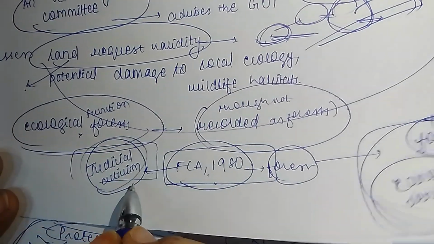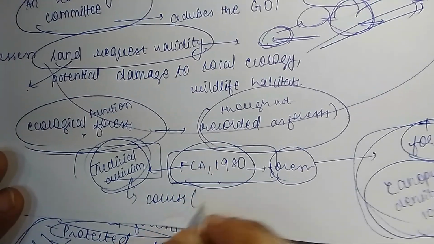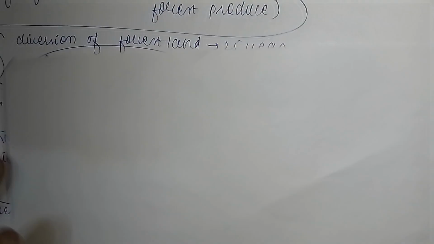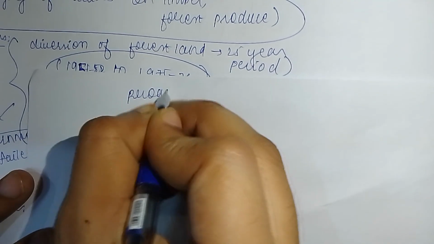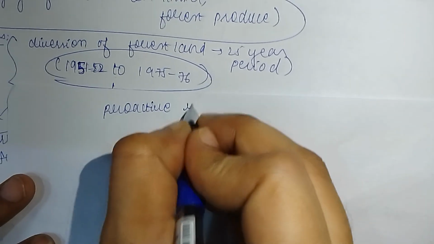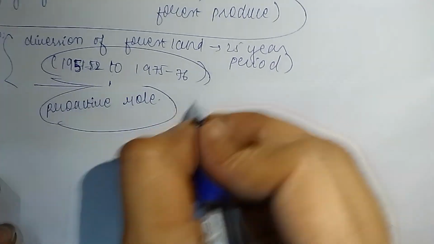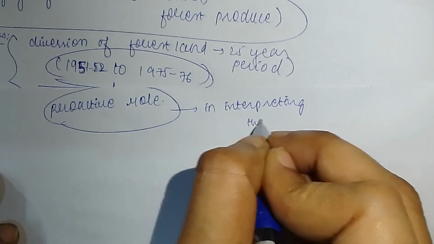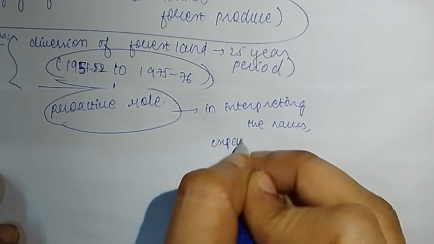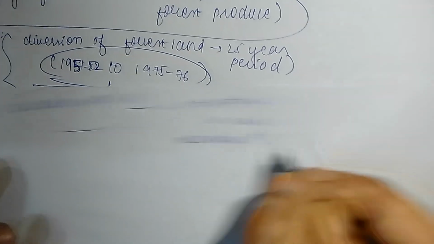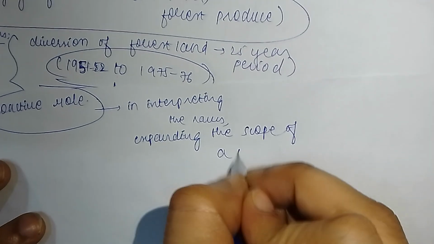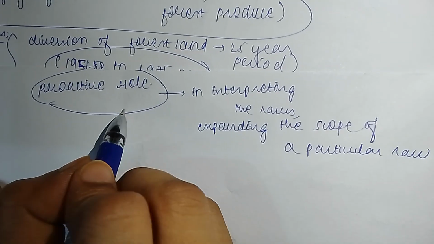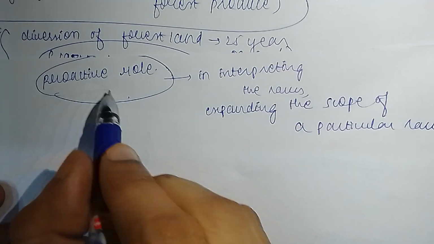So when you say judicial activism, what it means is courts, especially higher courts, play a very proactive role, frankly speaking. They play a proactive role in interpreting laws, not just interpreting but also in expanding the scope of a particular law. Basically the focus is ensuring social justice, so they play a very proactive role. They step in as administrator.